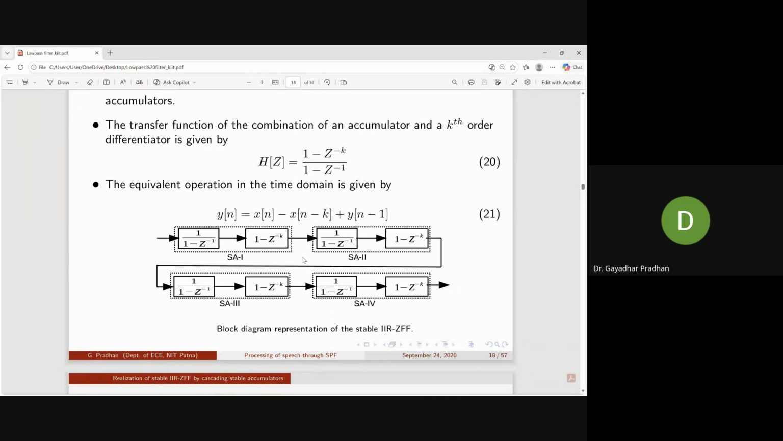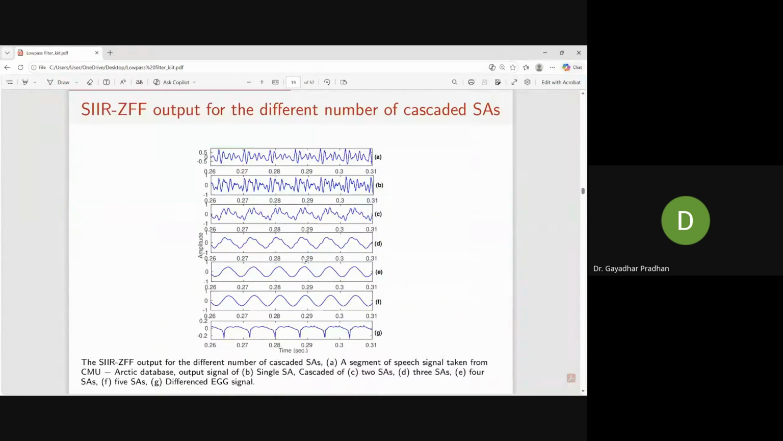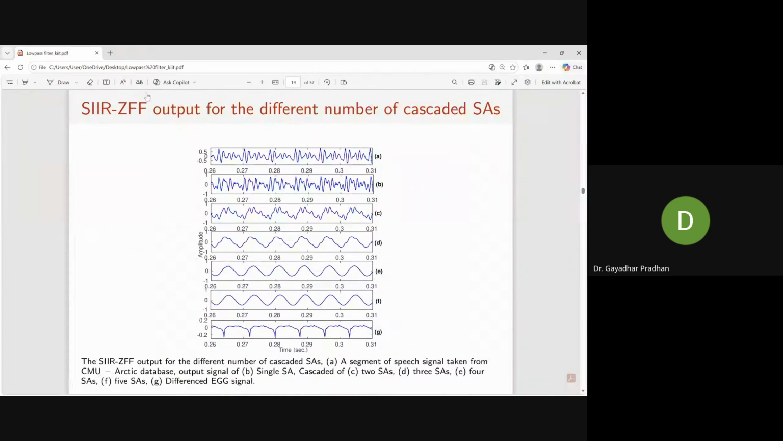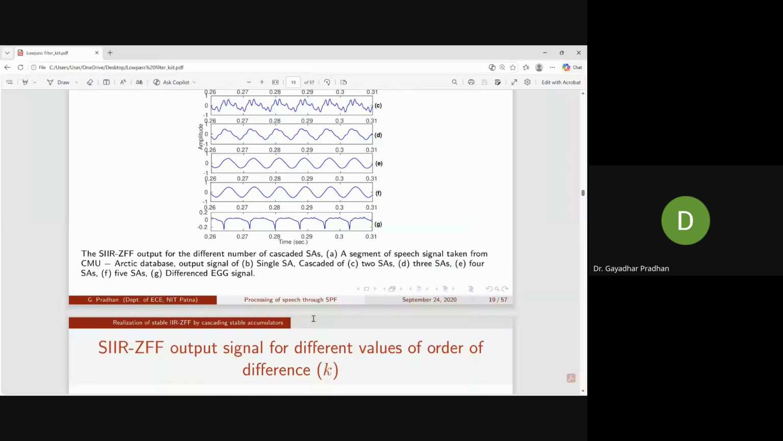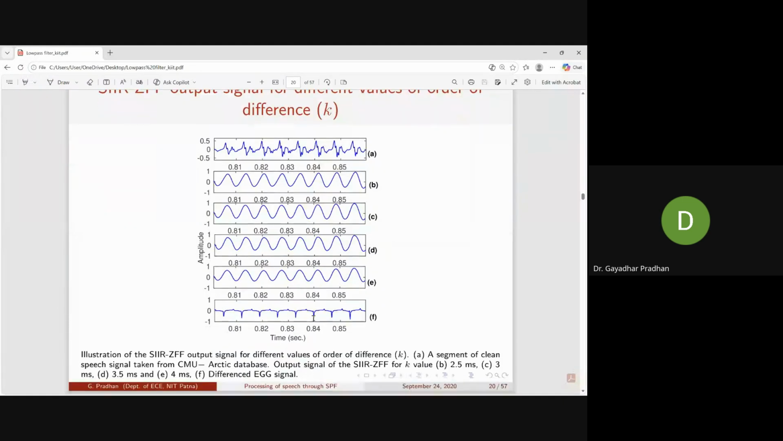So that concept we have used, and we have applied it. This is a stable filter, that instability we have removed. This is the data. Step by step, this process, and we have got this glottal closure instant. Similarly, we have compared the original implementation with this.